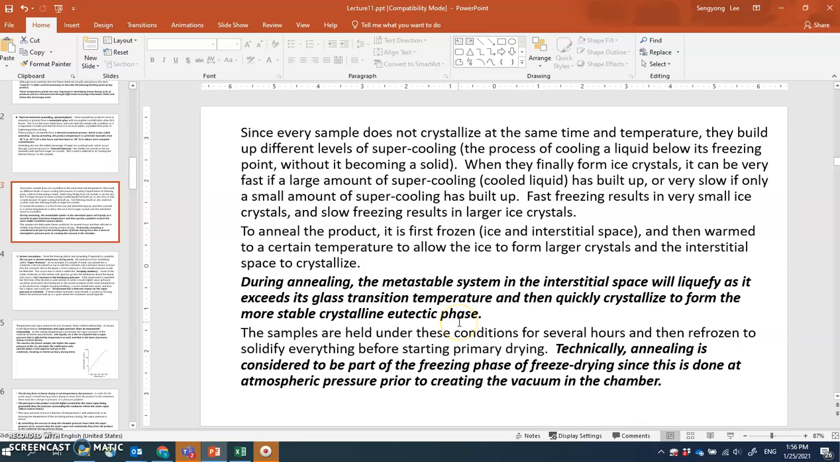Okay, so technically annealing is considered to be part of the freezing process, because you're not pulling any vacuum yet. Combining both primary freezing and annealing, you're still trying to freeze your drug.